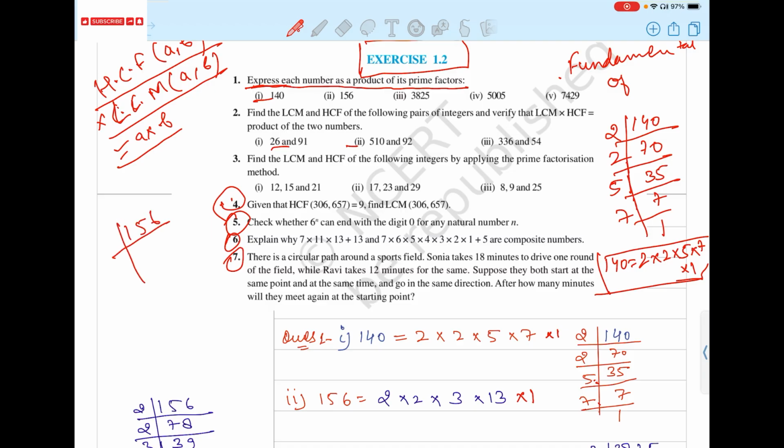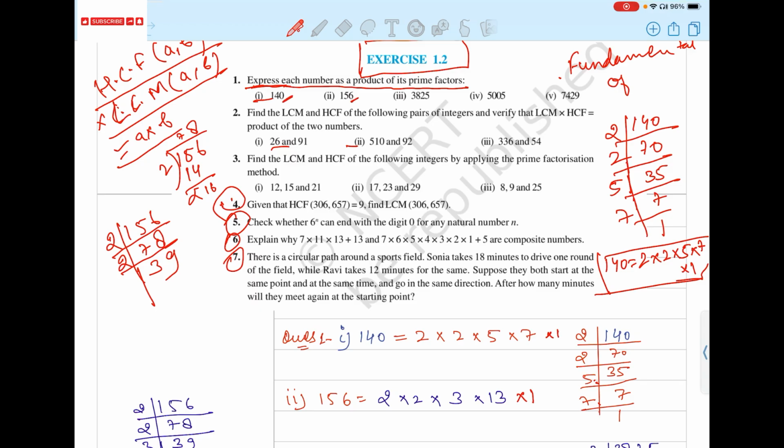Similarly, for the prime factorization of 156, try with 2: 2 sevens are 14, 2 eights are 16, 2 threes are 6, 2 nines are 18. Basically what we are doing is dividing the number by 2. If the number is not divisible by 2, move to 3, then 5, then try 7, then 11, but you have to try with prime numbers only.